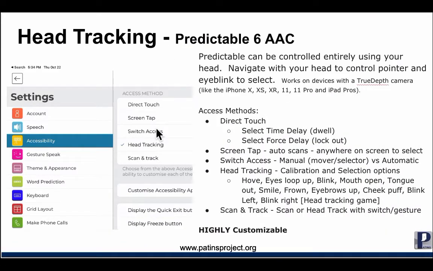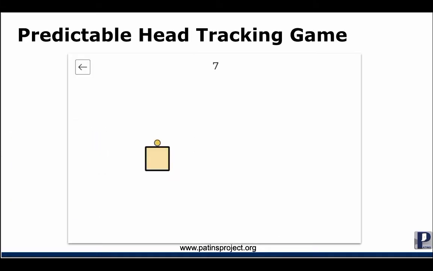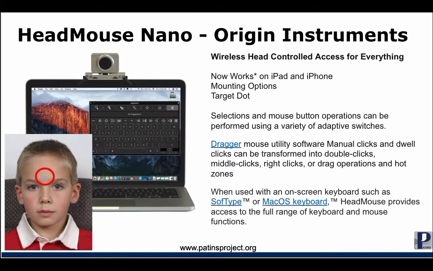So that's Predictable 6, and it does have the next screen here. It has a head tracking game built into it. It's nice to experiment with. Head Mouse Nano is from Origin Instruments. It's similar to some of the communication devices where you use head control. So you put the little gray dot, the reflective dot on your forehead or glasses, and the camera can see that, and you can control the mouse with your head movement.